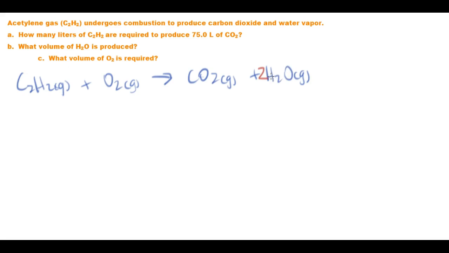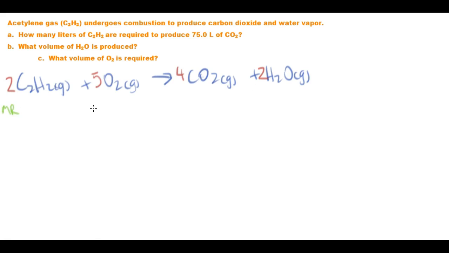So now I have 4 hydrogens, and here I only have 2. So if I double that, I'm going to have 4. Here I have 4 carbons, so I have to multiply this by 4. So here I have 4 O2s and have 1 more O2, making this 5 O2. Okay, beautiful. Now, how many liters of acetylene are we going to need if we have 75 liters of carbon dioxide? So let's have a look at our molar ratio.